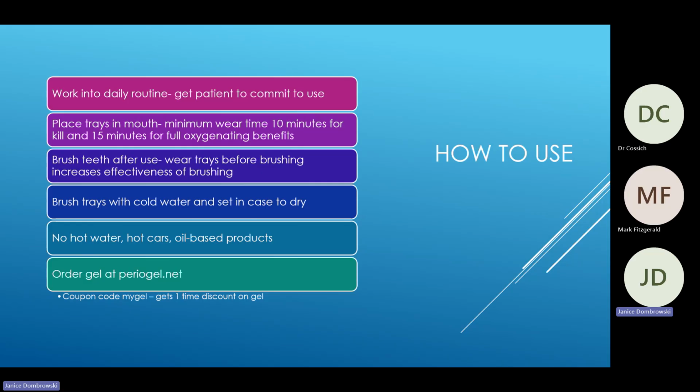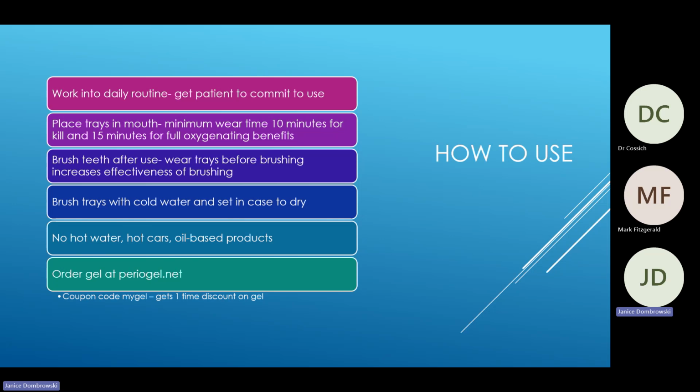Brush their teeth after use. If you wear the trays before brushing, it increases the effectiveness of your brushing, because it's beginning to break down those protein chains and that slime layer of bacteria that is in their mouth. After they have had the trays in the mouth for 10 to 15 minutes, they take them out of their mouth, they brush the trays with cold water, and they sit in their case to dry.